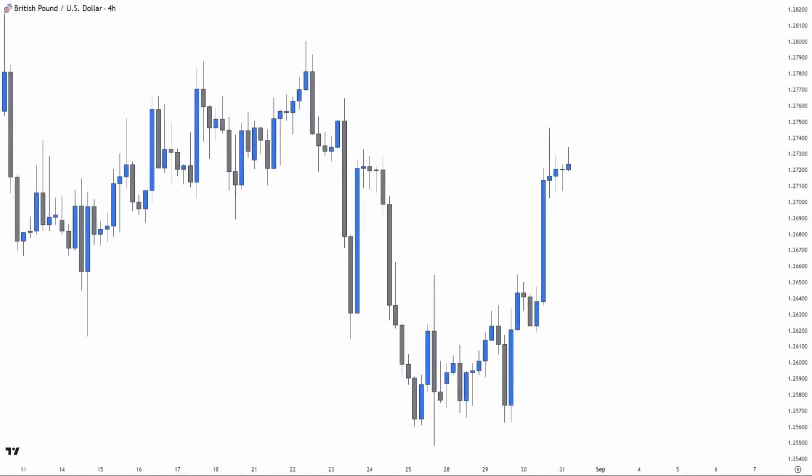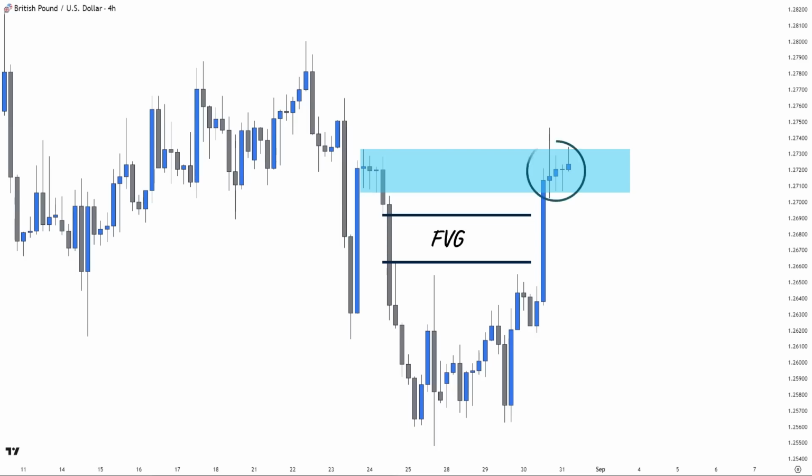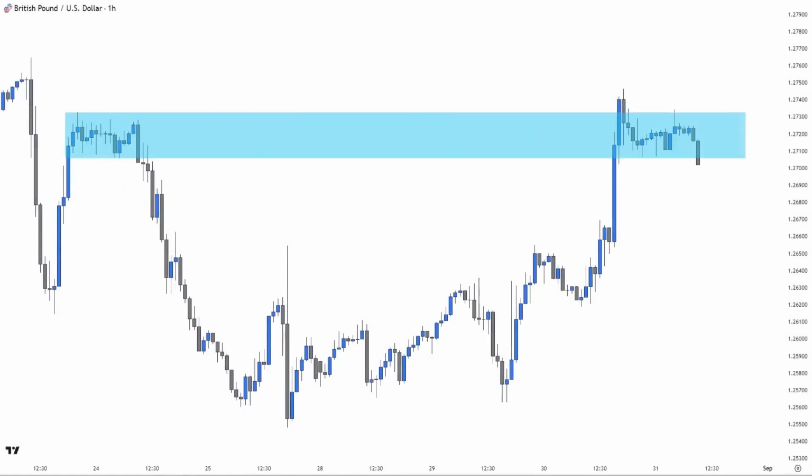Here on the pound-dollar 4-hour chart, we have an extreme downward movement that created a noticeable fair value gap area before this drastic move. The consolidation area on this chart could be a perfect selling opportunity, but no matter how good your trading area is, the market can easily ignore this area and continue pushing forward. Right now, we can see that the market has rejected this area with a long wick candlestick, followed by multiple indecision candles. So, let's zoom into the 1-hour chart.